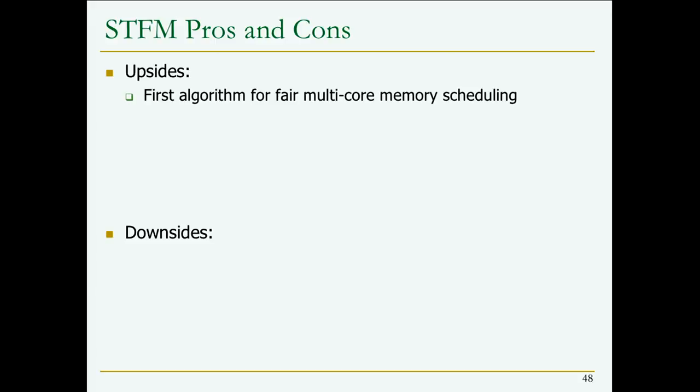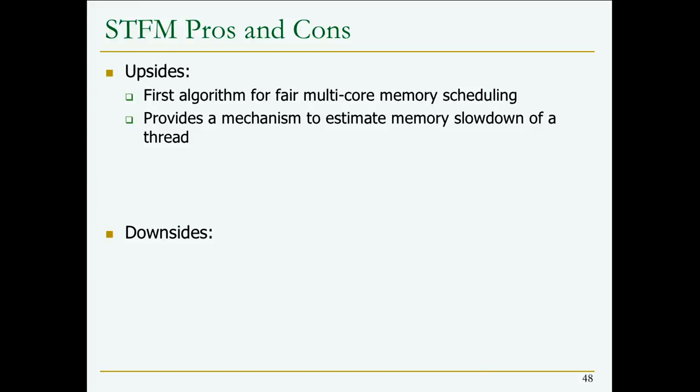So the upsides, it turns out this is the first algorithm for fair multi-core memory scheduling that's specialized for the memory system that we have in a multi-core. There were previous proposals that basically apply scheduling in a router to the memory controller, but that doesn't take into account the row buffer, for example. And they usually don't take into account the baseline performance of an application. And it provides a mechanism to estimate memory slowdown of a thread. If you can do this well, this is actually a really good thing to do. It turns out it's very hard to do.